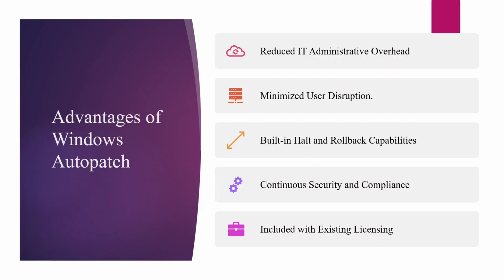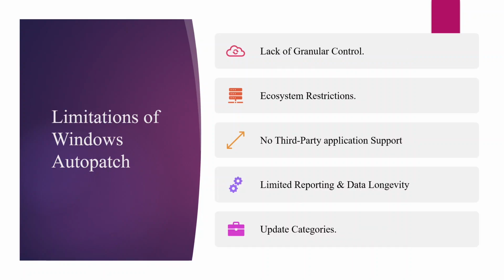Windows Autopatch also comes with few limitations. There is lack of granular control. The administrators cannot manually select specific update installation dates, times, or pilot deployments like it was with regards to SCCM. The service uses progressive, predefined rollout rings and schedules.